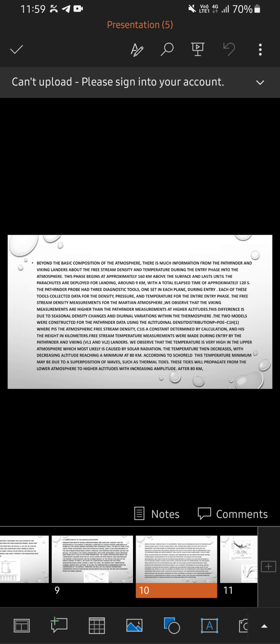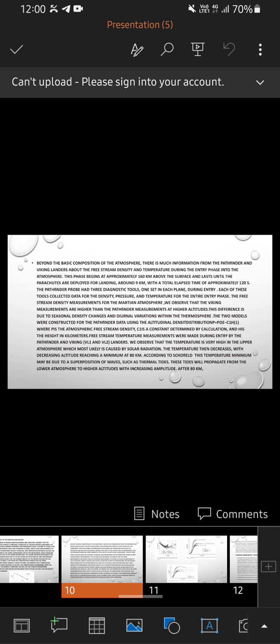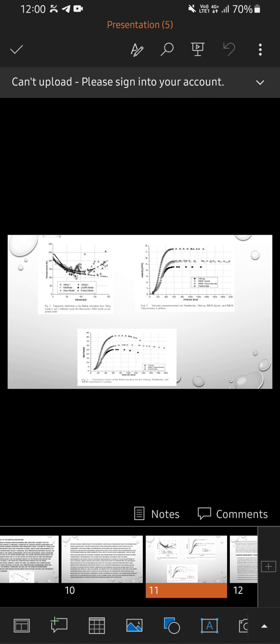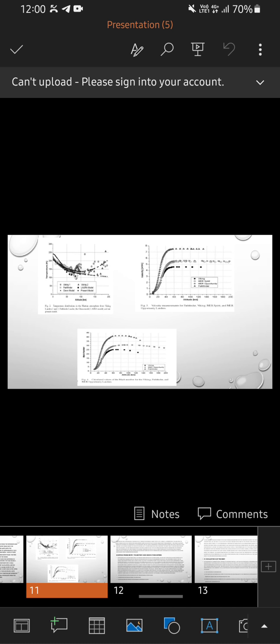We observed that the temperature is very high in the upper atmosphere, which most likely is caused by solar radiation. The temperature then decreases with decreasing altitude, reaching a minimum at 80 kilometers. According to Schofield, this temperature minimum may be due to the superposition of waves such as thermal tides. These tides propagate from the lower atmosphere to higher altitudes with increased amplitude from 80 kilometers. This graph shows the altitude variations. For better understanding, these graphs are provided.